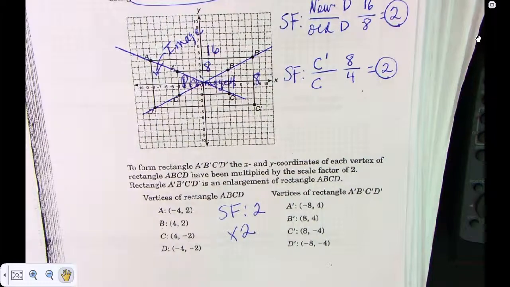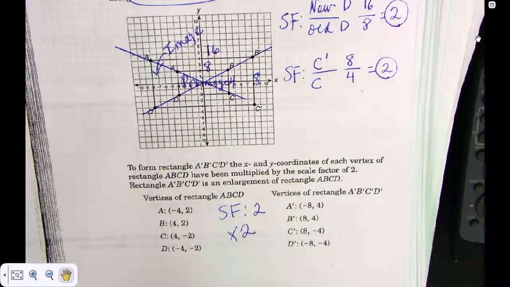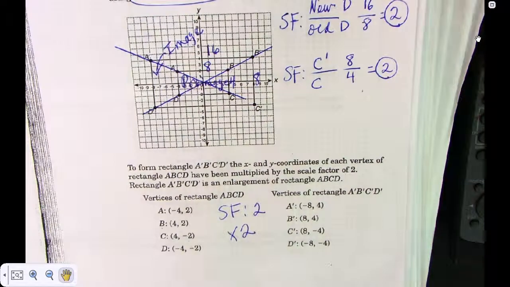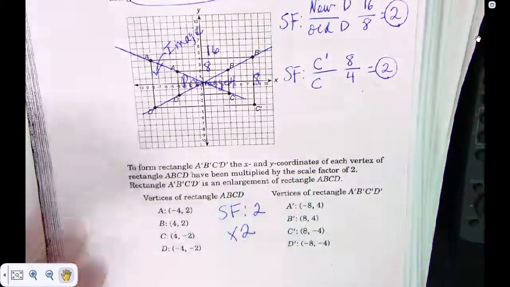Sometimes you can't do the dimensions because you don't know what they are, because they're on a slant on the coordinate grid and you can't count diagonally. And don't try to go measure. I have kids all the time say, hey, can I get a ruler? You just use the coordinates. Okay, turn the page.